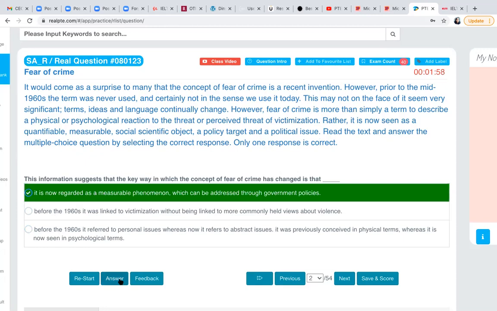Let's look at our answer. That is indeed our answer. So we skim through the passage and we pay extra attention to the first and the last statement of the passage. Let's attempt another question.